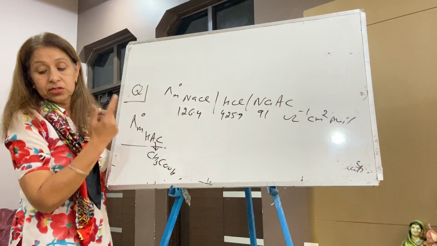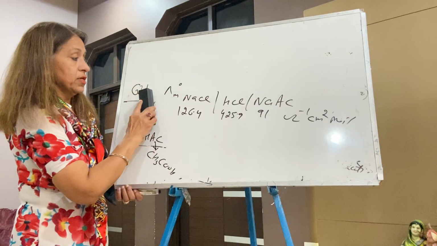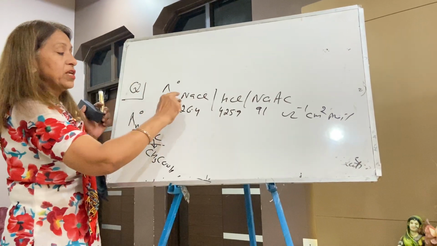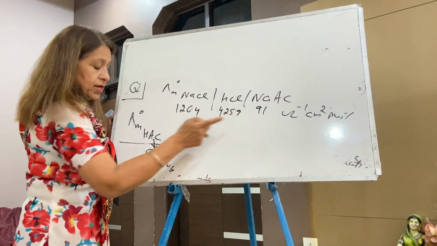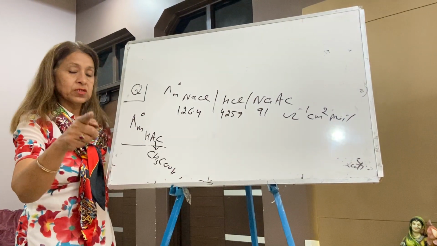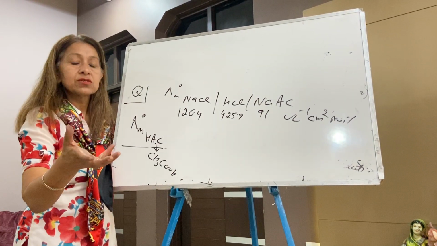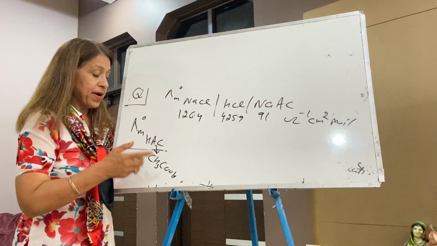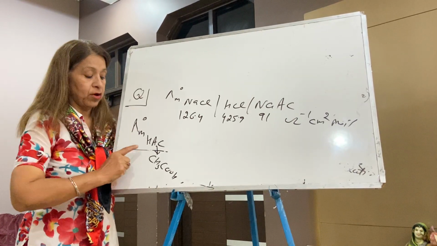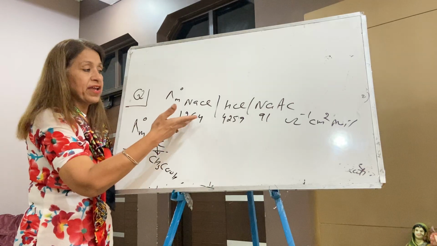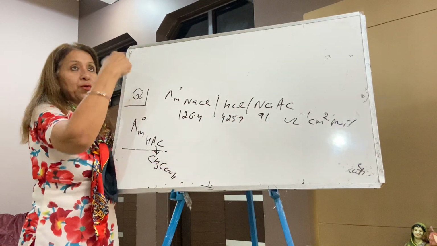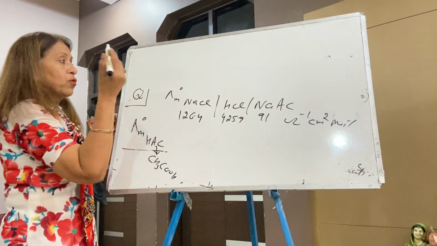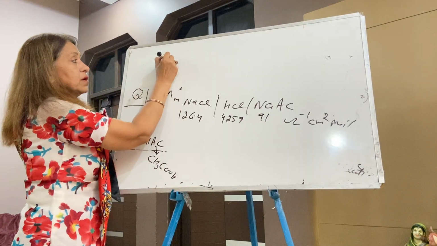Now, let us start. Let us apply this on this. These are strong electrolytes, so their values are given from the graph, and this is a weak electrolyte, because Kohlrausch law is used to find the lambda m naught of a weak electrolyte only. Because it's very easy to calculate the lambda m naught of a strong electrolyte from the graph by extrapolation. Okay? Right. Start writing the answer.